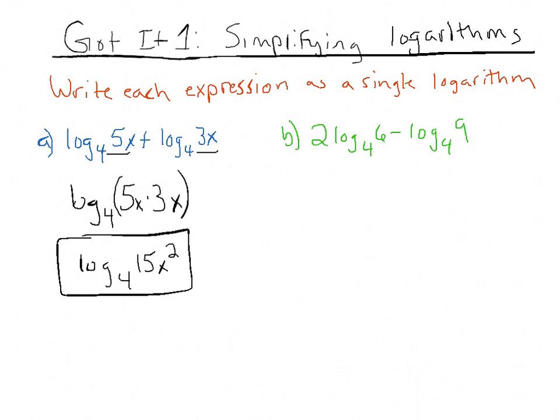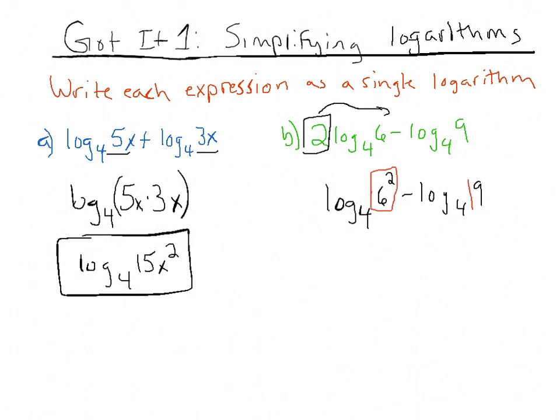Looking at B, again they have the same base, but notice we have coefficients again. So I'm going to take this and I need to move it to the power of 6. So I'm going to have log base 4 of 6 squared minus log base 4 of 9. Okay? Now there's two things that I can do at once here. Notice 6 squared, well, that's 36. So I'm going to keep that there in mind. And then it's minus the log base 4 of 9.